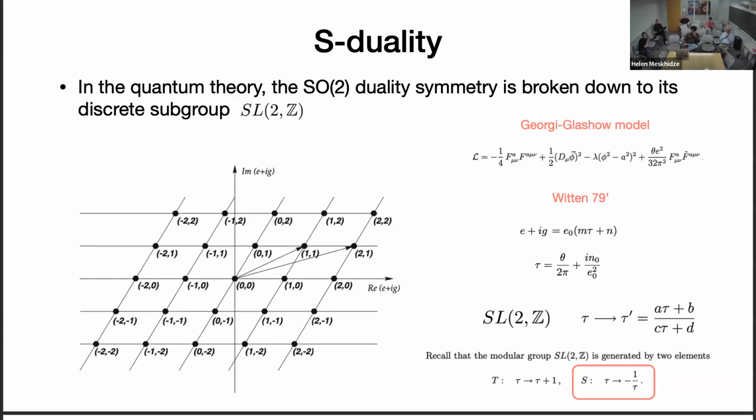This has been an important tool in quantum field theory. The main reason for that is that it maps weak to strong coupling. So that has been a key tool and key results in quantum field theory since the late 70s, I would say.